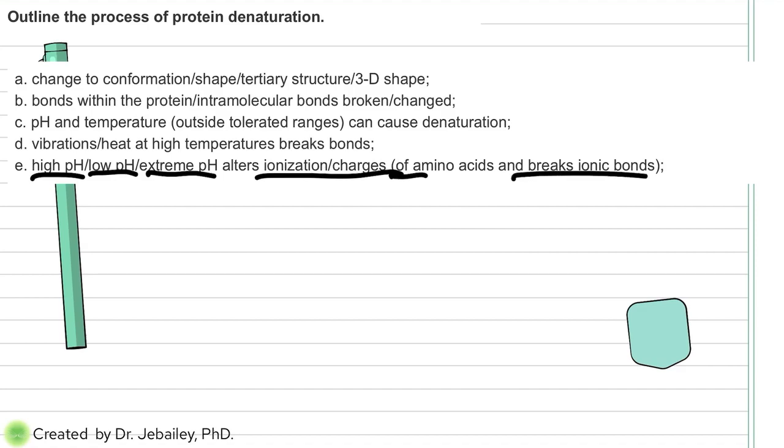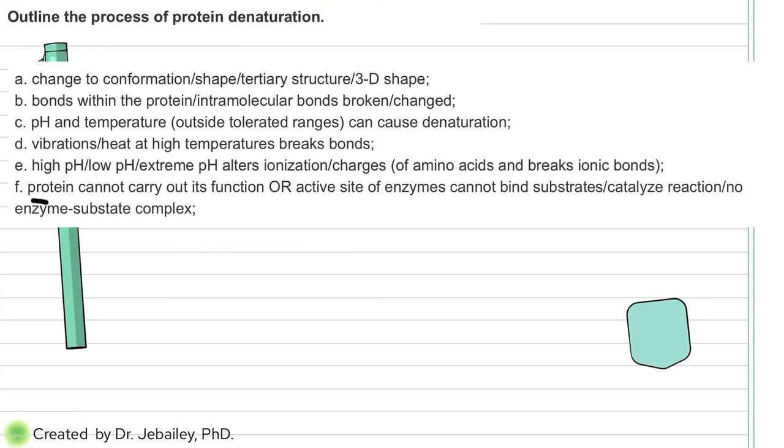And that can also cause the breaking of ionic bonds because they are plus or minus. Now, the protein cannot carry out its function. Like I said, for example, the active sites cannot bind substrate. So this is exactly the things that I was telling you. It all starts, overall, by changing the conformation.